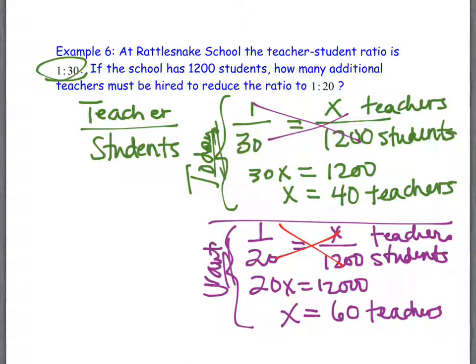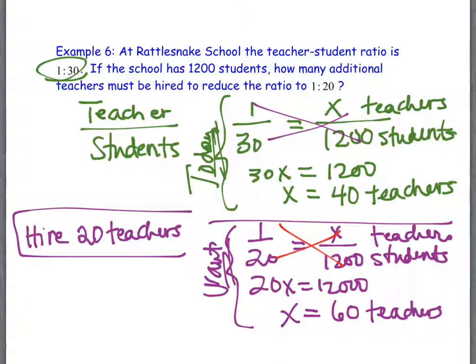Okay. So what's the question that's asked? How many additional teachers? Yeah, so do you know how many additional teachers? 20 more. So we want to make sure we answer the question asked. The question asked is not how many teachers am I going to have someday. It's how many more teachers do I need to hire. So I need to hire 20 teachers. Make sense? Excellent.